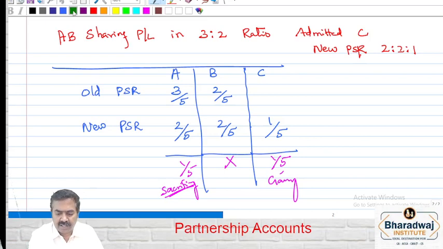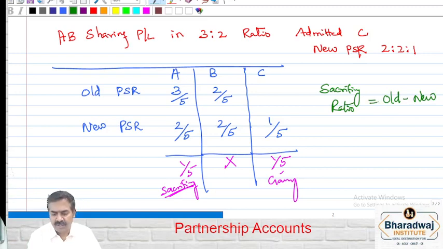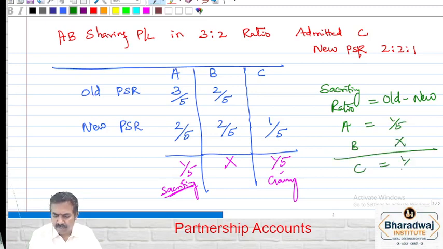So from this we understand what a sacrificing ratio is. How to work out the sacrificing ratio? Old ratio minus new ratio gives us the sacrificing ratio. In this only A is sacrificing 1 by 5. B is not sacrificing anything, and what is given up is gained by C, 1 by 5. Take up this.